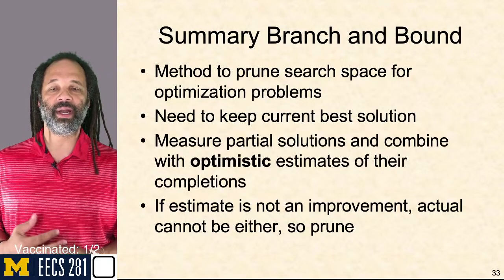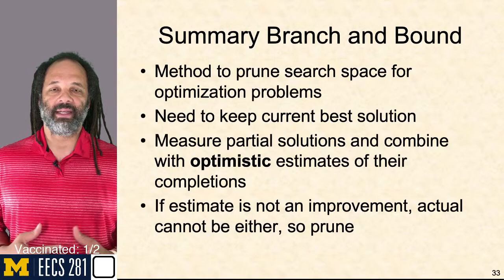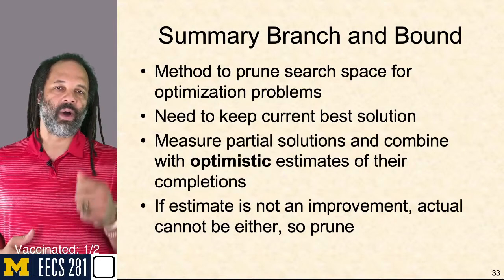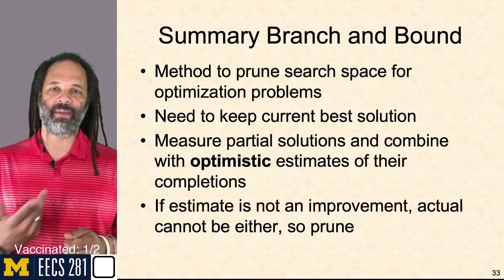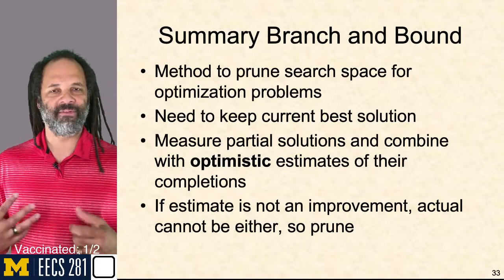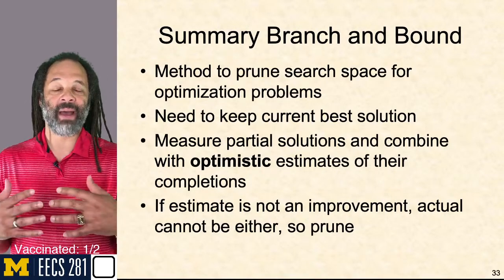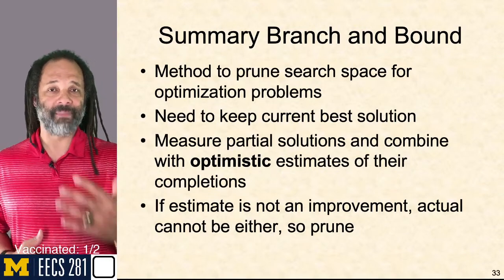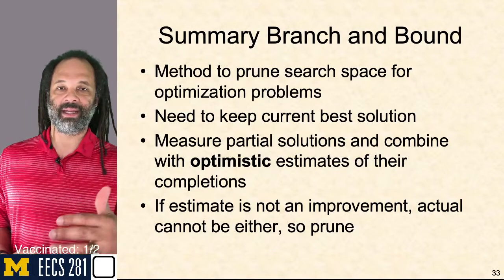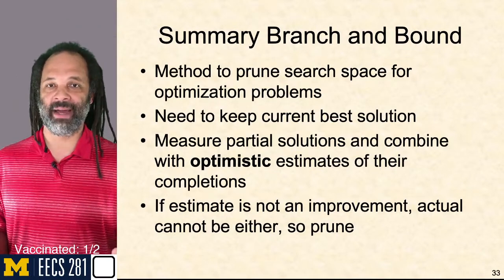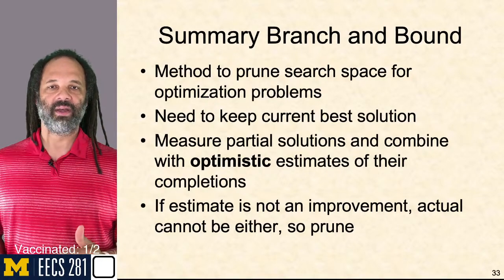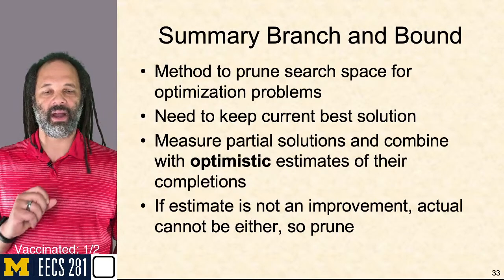Here's my B&B summary. This is a way that I can prune my search space for optimizing. I keep my current best solution, and I use that as sort of like the watermark test to see, well, if you're not going to be better than that, I don't even have to do this work here. I measure partial solutions, and then I find some optimistic estimate, and I combine my partial solution with an optimistic estimate, right? So optimistic means I'm underestimating while minimizing. Optimistic means, hey, this might be huge, when I'm maximizing, that's good. So overestimates are good when you're maximizing. Underestimates are good when I'm minimizing. So I need to have some optimistic estimate there.